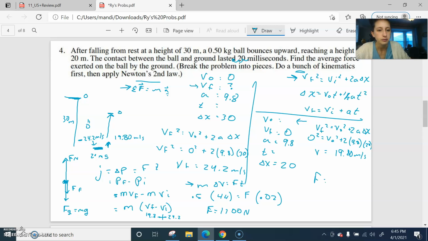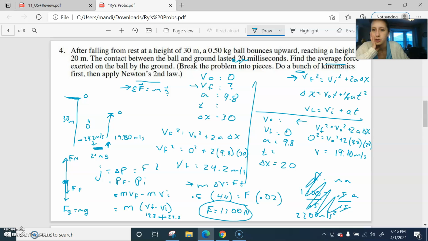F equals ma. The force from the floor is 1100. The mass of the ball is 0.5. So acceleration would be 1100 divided by 0.5. I think the acceleration could be 2200 meters per second squared. Oh, find the average force. Never mind. That is the force. So I never used Newton's second law, even though they said to use Newton's second law.